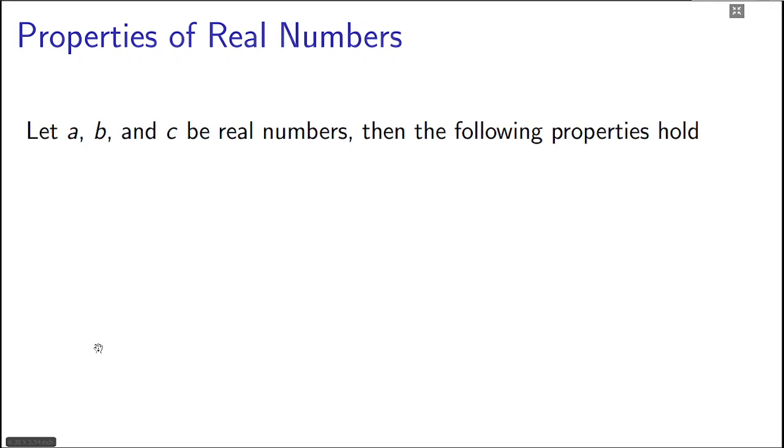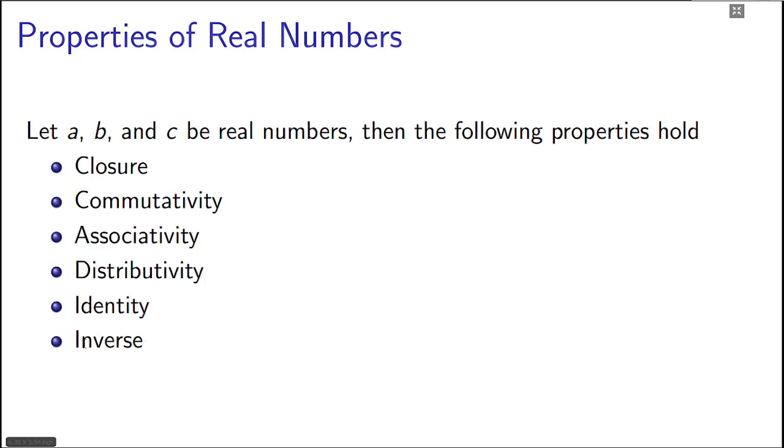So let's pick three representative numbers here. We're going to say A, B, and C are real numbers. Then the properties of the real numbers will hold here if we operate on these three numbers, namely closure, commutativity, associativity, distributivity, identity, and inverse properties. So let's look at them one by one so that we understand them.